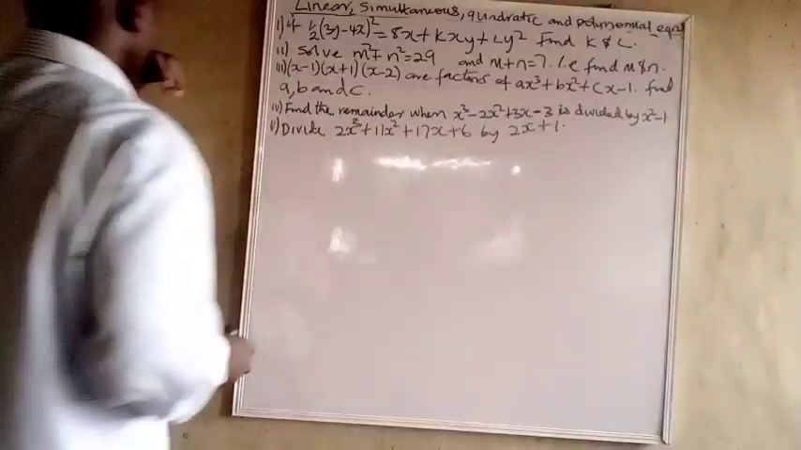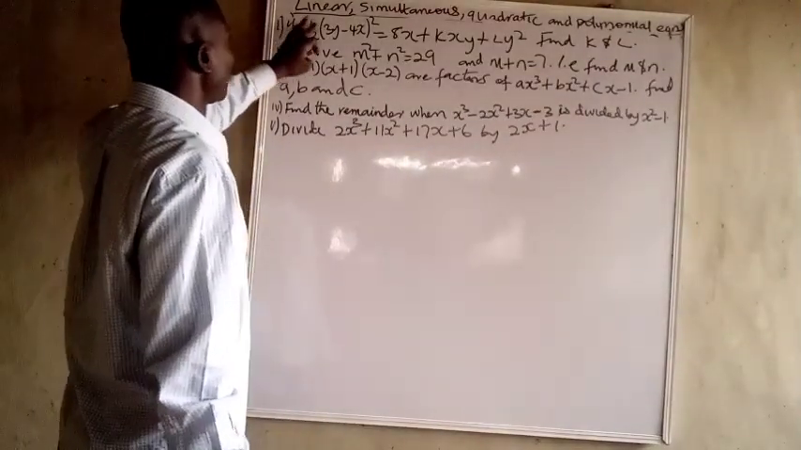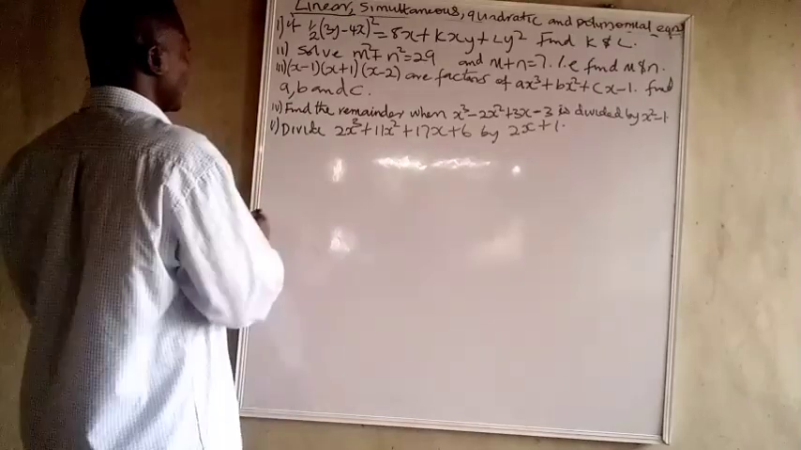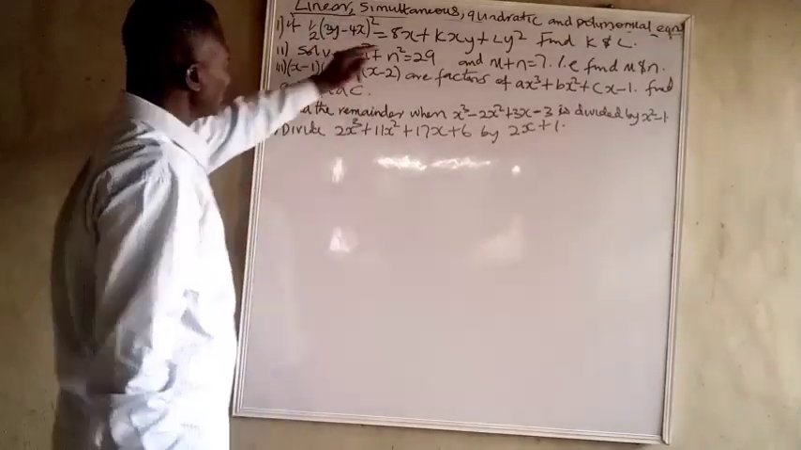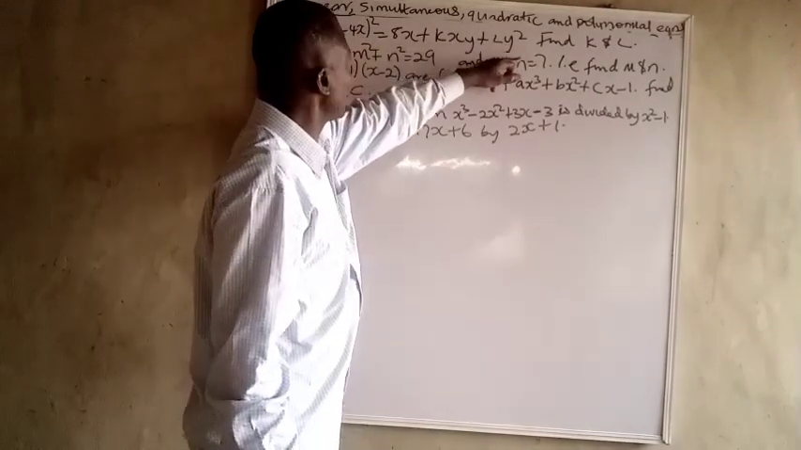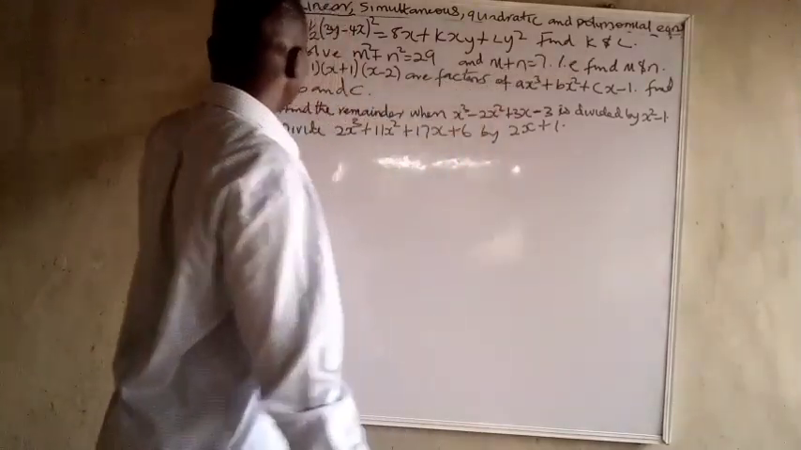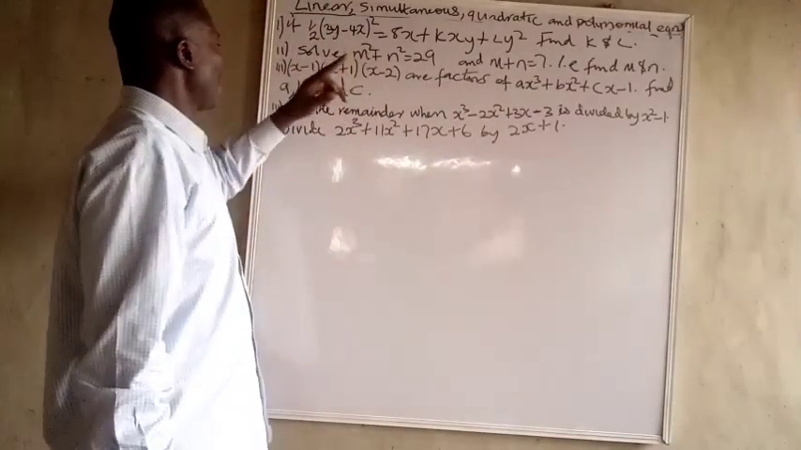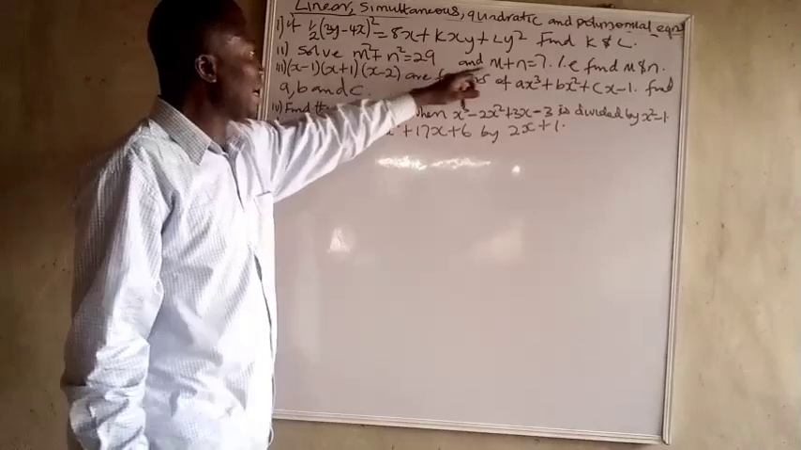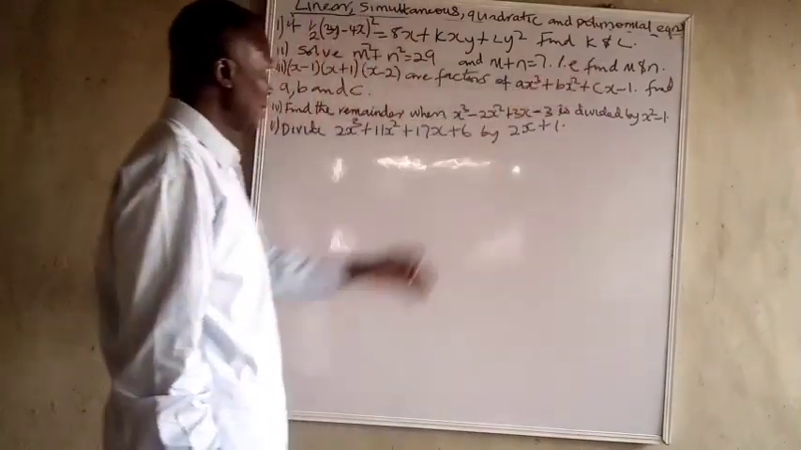Now let's quickly solve the ones. First one says if half into bracket 3y minus 4x all squared is equal to 8x squared plus kxy plus ly squared, find k and l. The second one says solve m squared plus n squared equals 29 and m plus n equals 7. That is, we should find m and n.